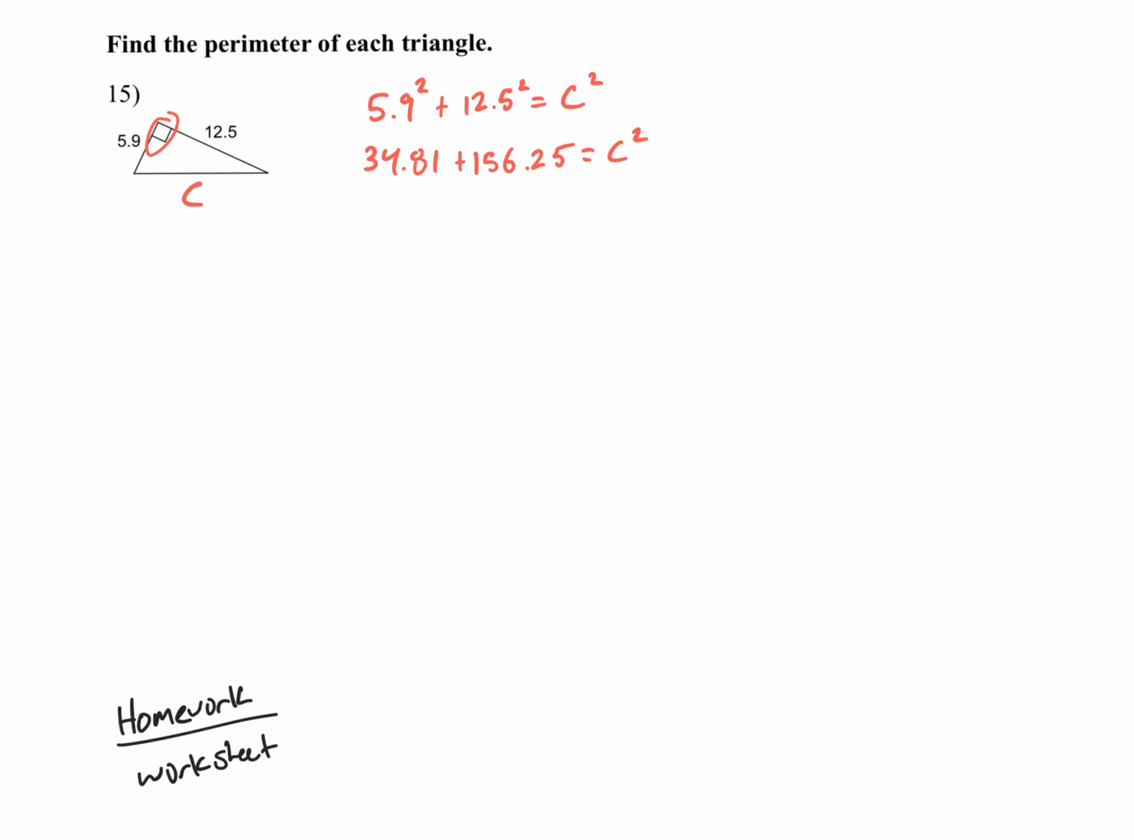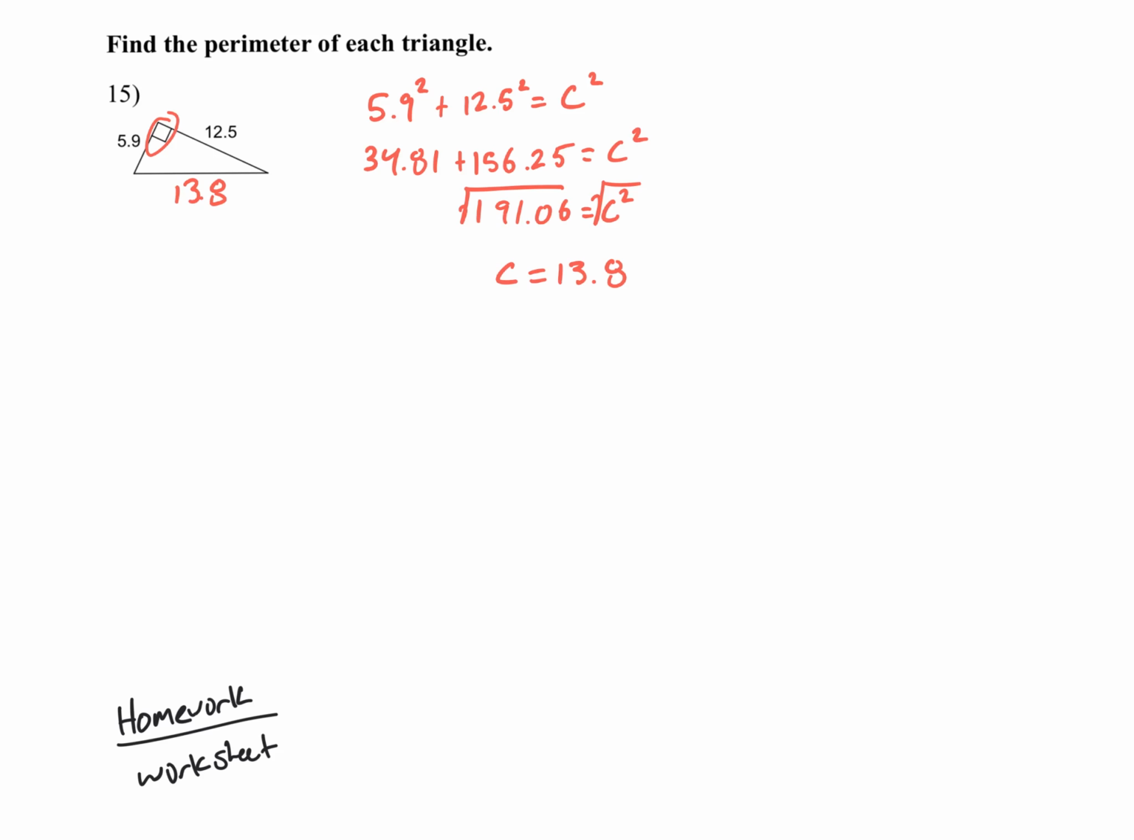156.25 is equal to C squared. Go ahead and add those together, and I get 191.06 is equal to C squared. Take the square root of both sides, end up with C is equal to 13.8. So up here, this missing length that I'm missing is 13.8.